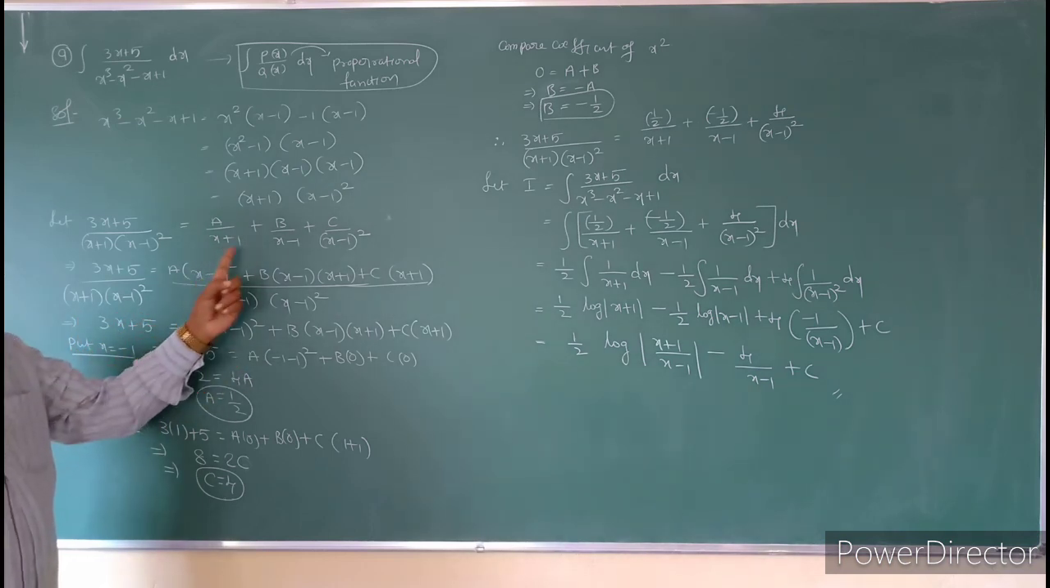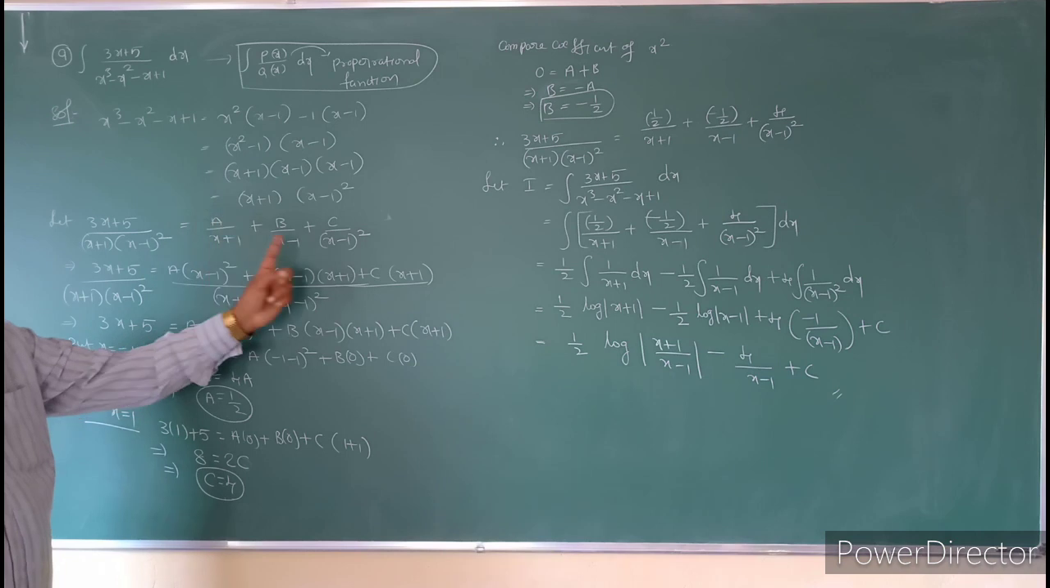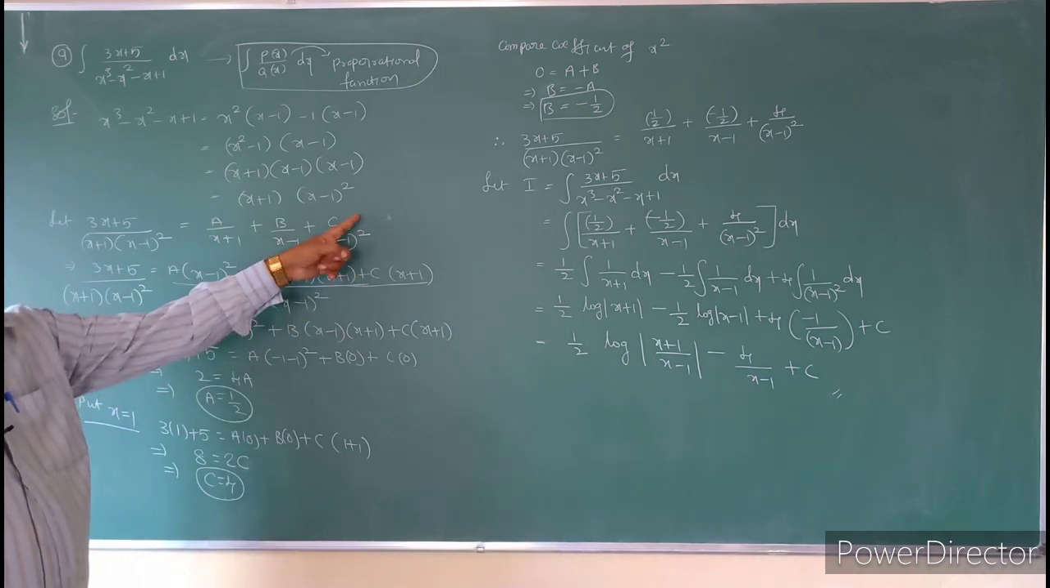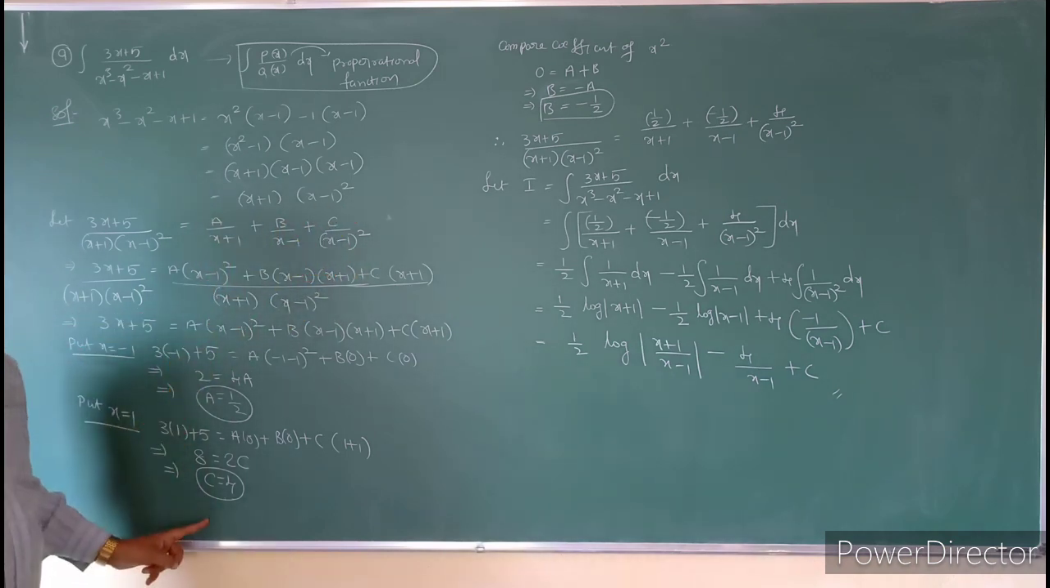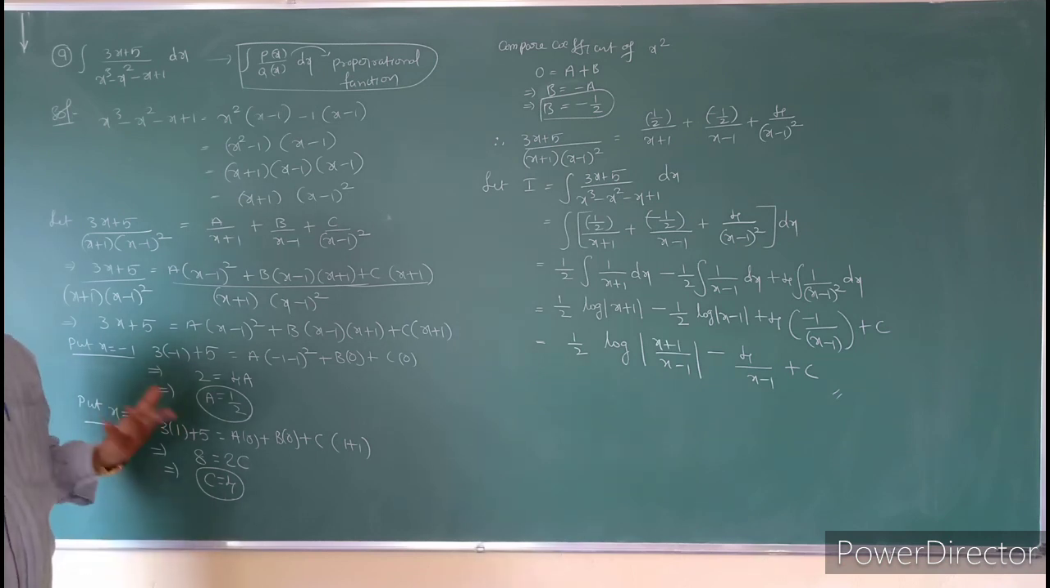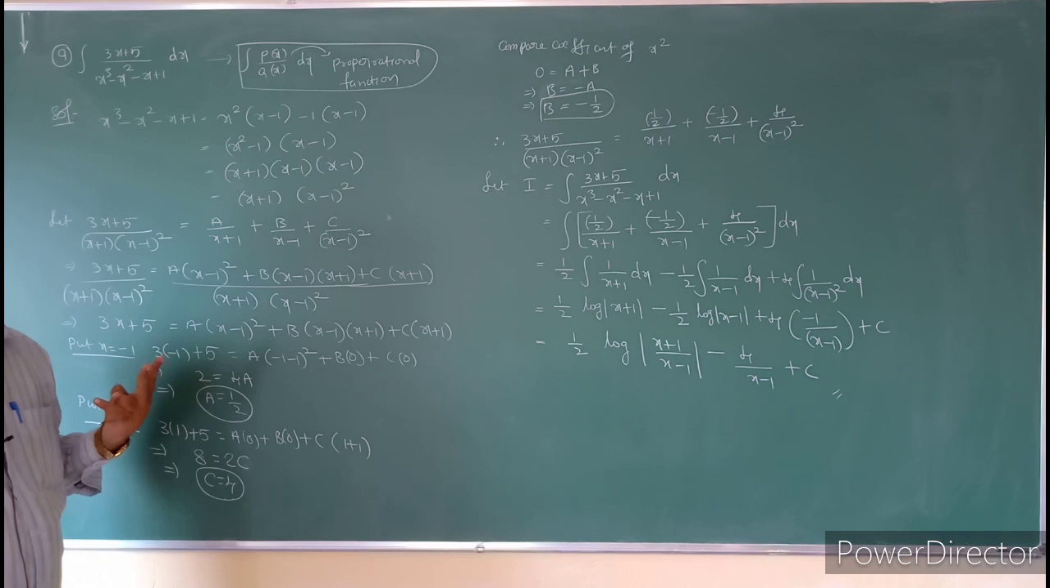First take x equal to minus 1, you will get the a value. If x is equal to 1, you will get the c value. So you will get the a value and the c value. After getting these two, you have to calculate the b value. How to calculate the b value? I already told you, there are two different types. Put x equal to 0.